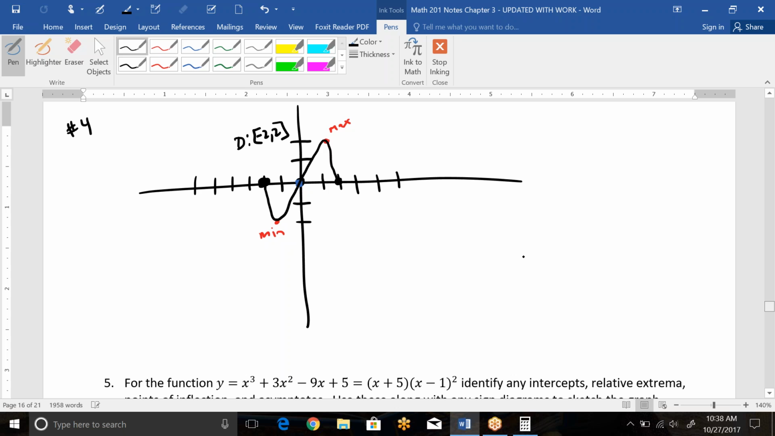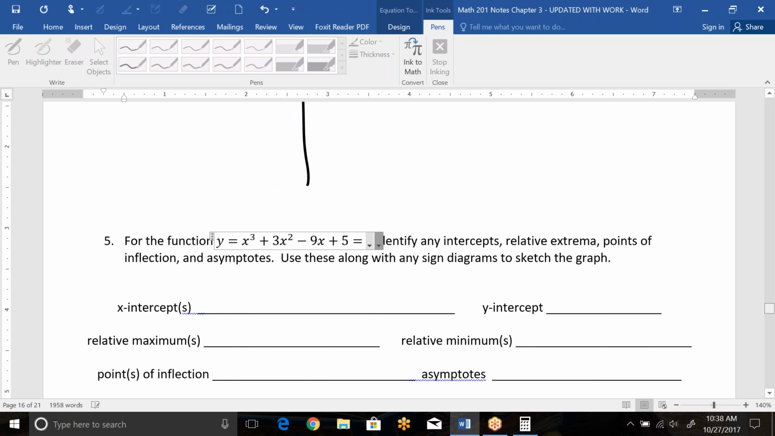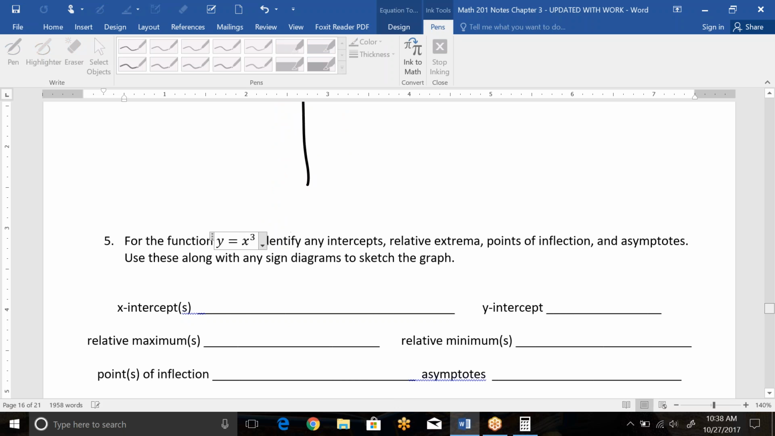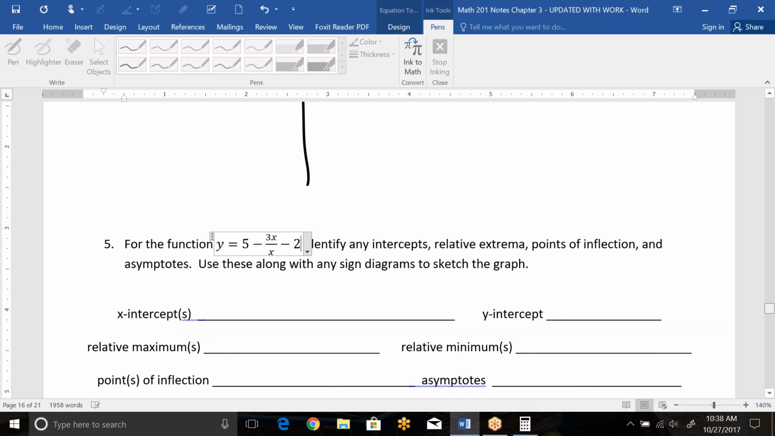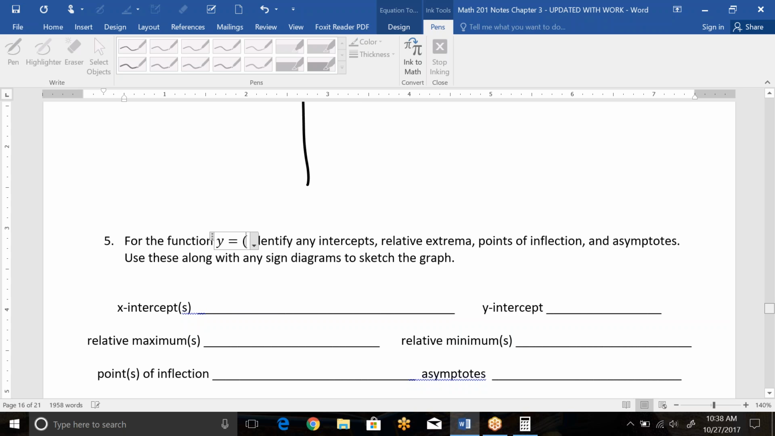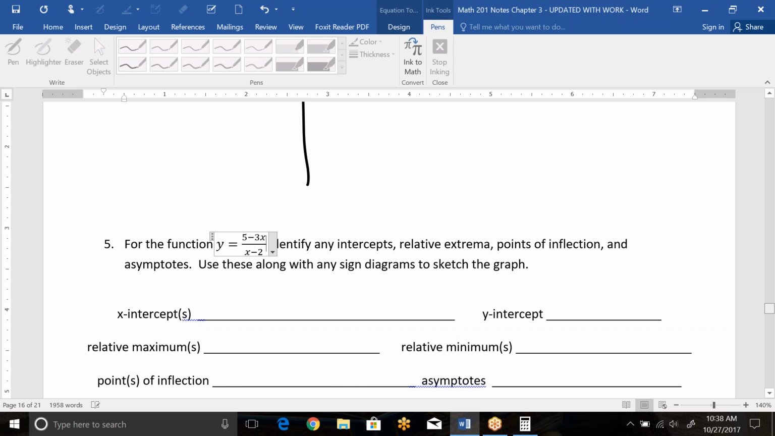The last one that was in the notes, I wanted to change to one that actually has an asymptote so you could see this. So I'm actually going to change this equation to one that's a fraction. So I'm going to change it to 5 minus 3x divided by x minus 2. Oh, they didn't like that. Hang on. Let's put it in parentheses. (5 minus 3x) divided by (x minus 2). There we go.